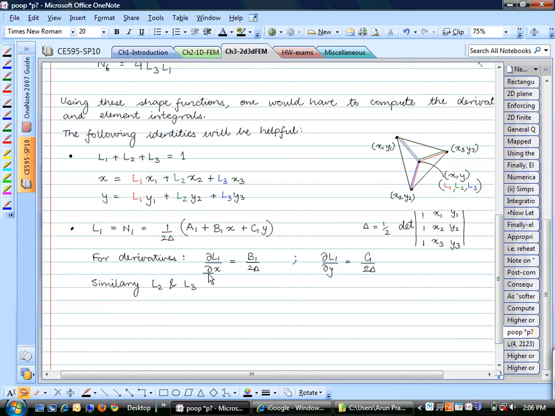So for the derivatives that go into the B matrix, we need the derivatives of the shape functions with respect to x and with respect to y. To calculate that, all you have to do is take the derivative of this. If you take the derivative with respect to x, you get b1 upon 2 delta, which is right here. And for y, you have c1 upon 2 delta, which is right here. Similarly, you can calculate the shape functions L2 and L3 and their derivatives with respect to x and y. Okay.